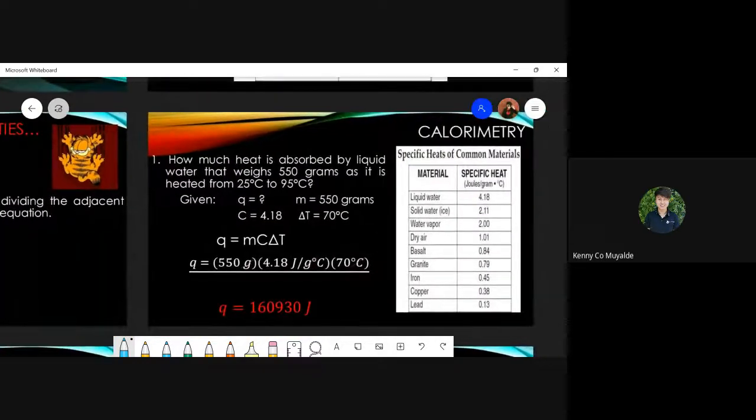So for example, number 1, how much heat is absorbed by liquid water that weighs 550 grams as it is heated from 25 degrees to 95 degrees Celsius? So here are our given. 550 grams. The substance is liquid water. And then the change in temperature is from 25 degrees to 95 degrees. So isa-isahin natin yung MC delta T. Ang tanong dito ay how much heat? Kaya question mark Q, heat. Si M, itong 550 grams. Si C, liquid water. We can actually search for the specific heat of substances. And then change in temperature is 25 to 95 degrees Celsius.